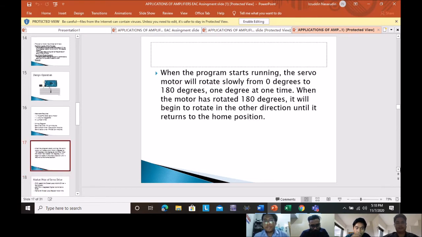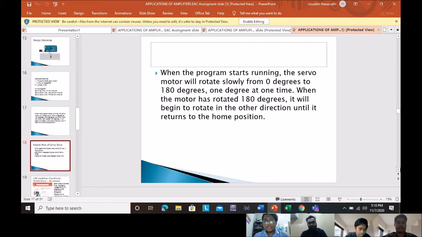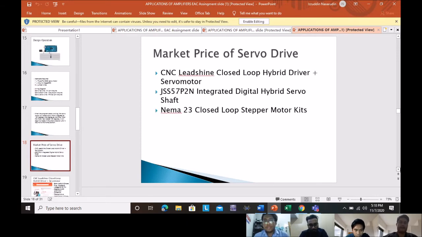This is the operation of the circuit. When the program starts running, the servo motor will rotate slowly from 0 degree to 180 degrees, 1 degree at a time. When the motor has rotated to 180 degrees, it will begin to rotate in the other direction until it returns to its home position.